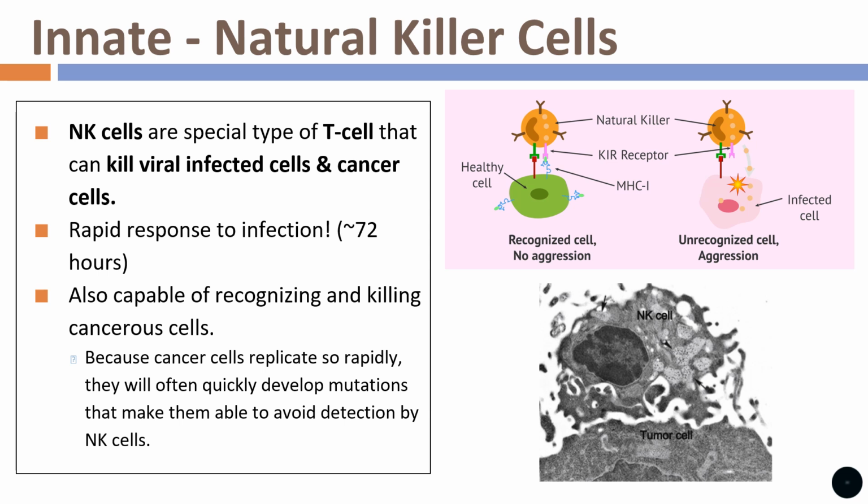Natural killer cells are going to be a special type of T cells that can kill viral or infected cells and cancer cells. They have a really rapid response to infection, so usually we see these at about 72 hours or less. The big takeaway here is that these are capable of recognizing and killing cancerous cells. Because cancer cells replicate so rapidly, they will often quickly develop mutations that can help them get around these natural killer cells. But without mutations, the natural killer cells are actually pretty good at hunting them down and killing them.